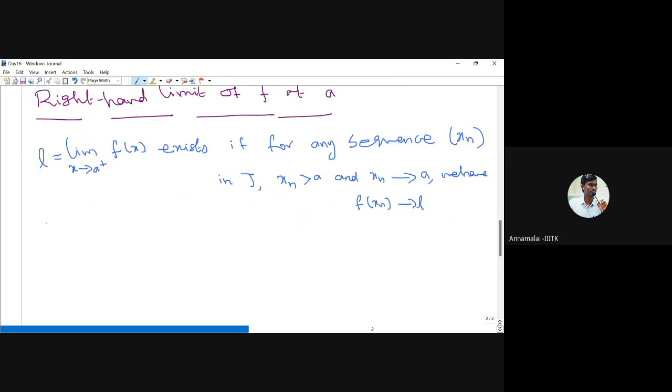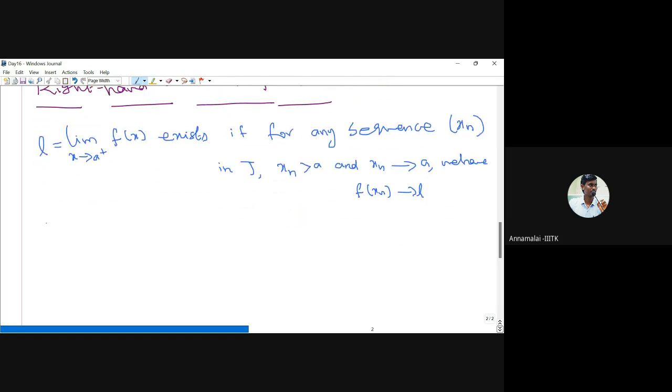Similarly, we define the left hand limit. We have to take the sequence which is less than A but converges to A, then f of xn converges to L, which we otherwise call L1. So when we say L1 is the right hand limit of f of x, if you take any sequence xn which is bigger than A, and xn converges to A and f of xn converges to L1, then this L1 is the right hand limit.